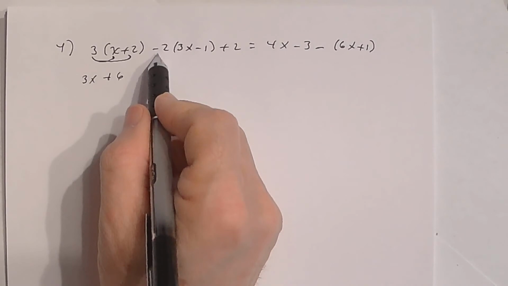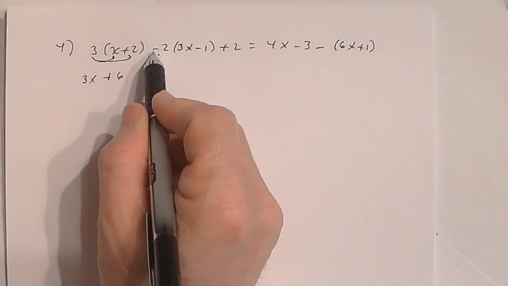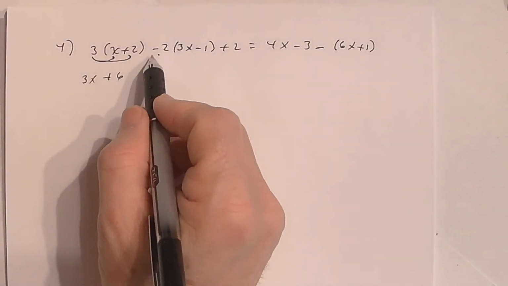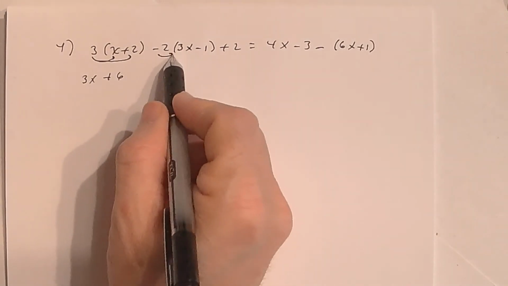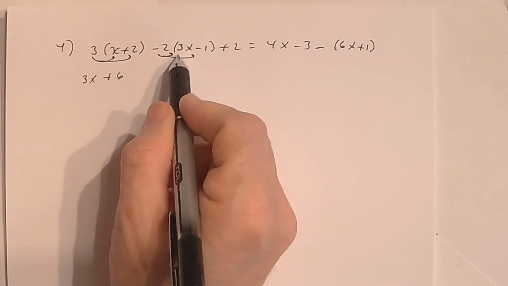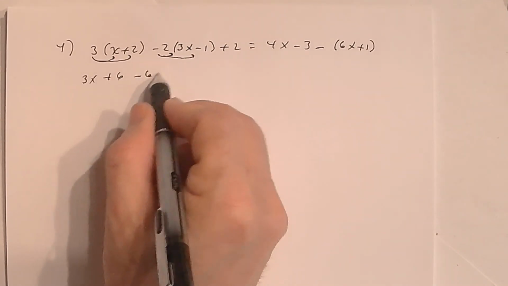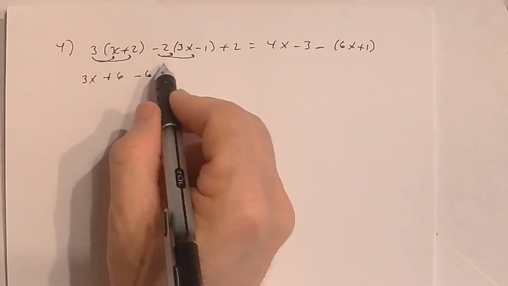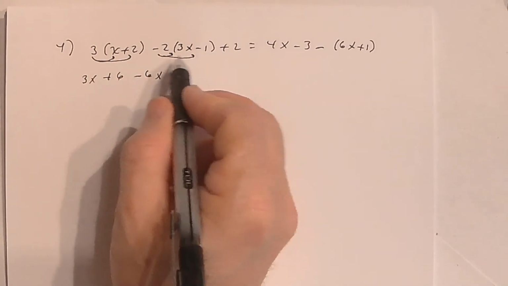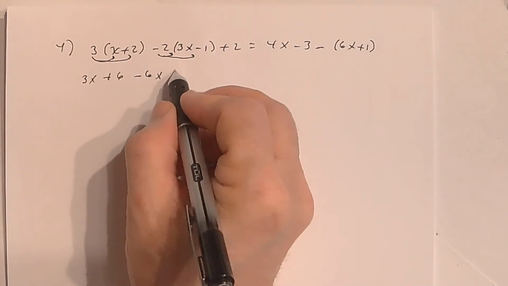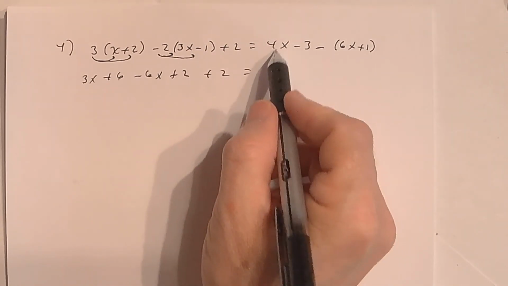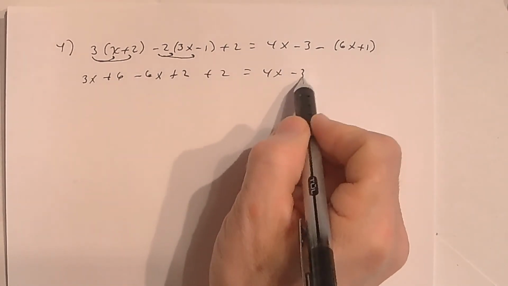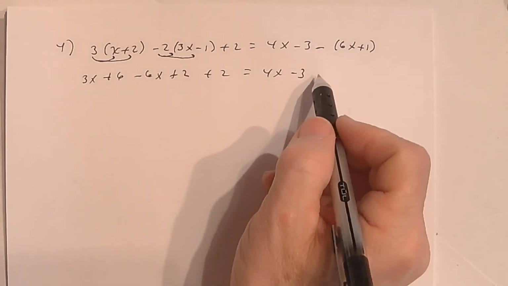So let's distribute the -2. Remember that even though you're subtracting 2 times, you can also think of this as adding the opposite. So this is really adding a -2 times this. So distribute the -2. -2 times 3x is -6x. And -2 times a -1, negative times a negative is a positive, so that's +2, plus 2, equal, and then 4x minus 3. Remember, all I'm going to do is get rid of those parentheses.